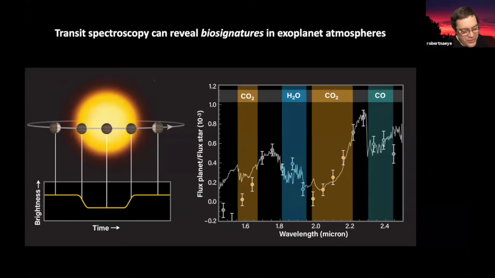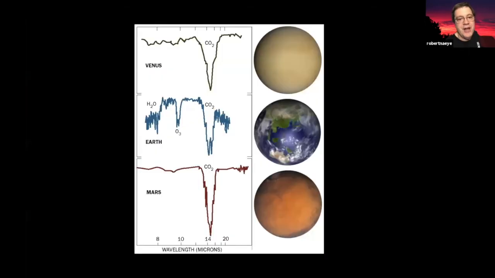So the astronomers can look at the spectrum of the star when the planet is in transit and out of transit, and the spectral lines that show up when the planet is in transit act like a fingerprint, revealing different chemicals in the planet's atmosphere. So these spectral lines could reveal chemical indicators of life known as biosignatures or biomarkers.